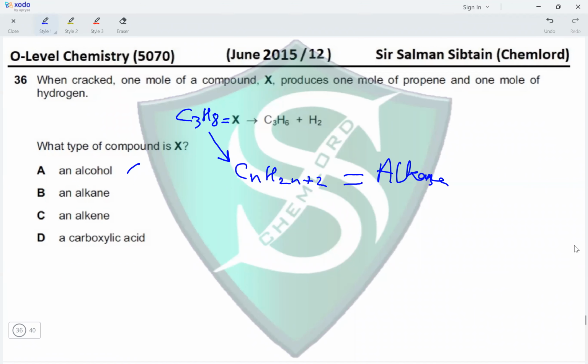So is it an alcohol? No. Is it an alkane? Yes. An alkene? No. A carboxylic acid? No. Therefore, the correct option for this question is option B.